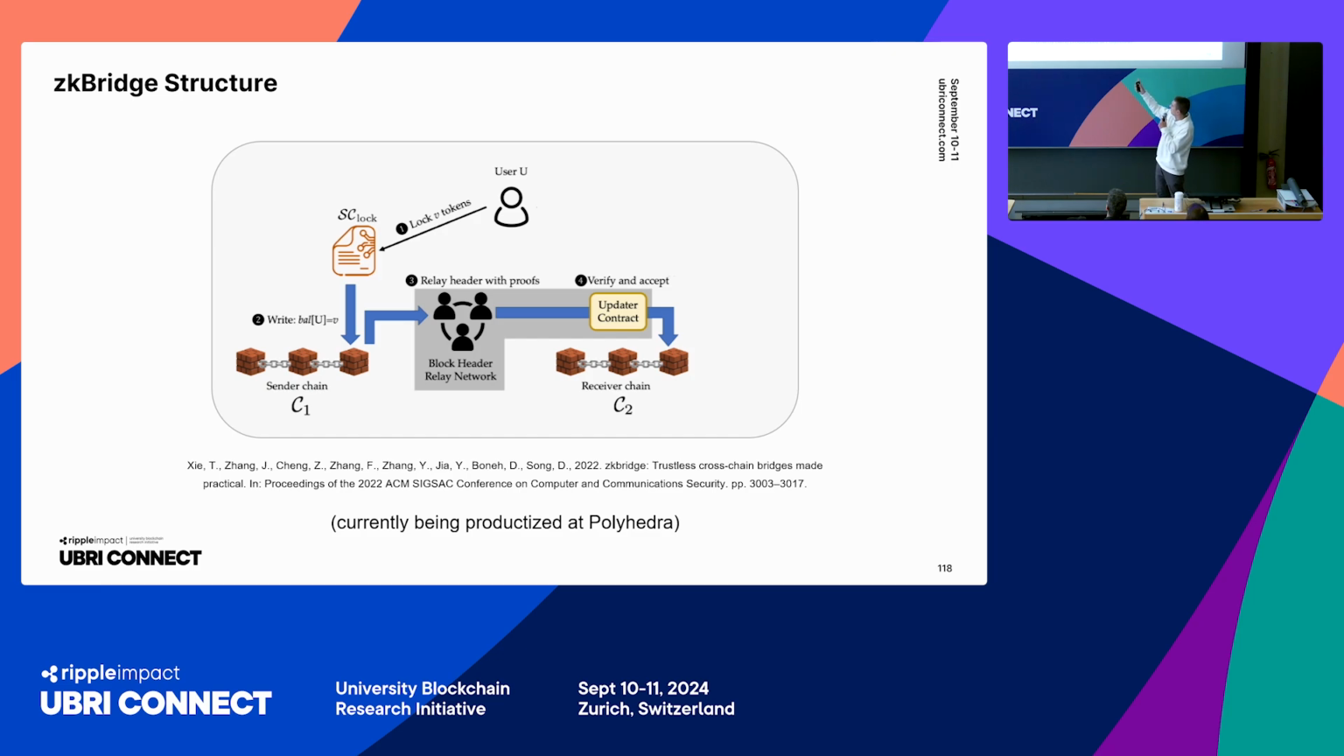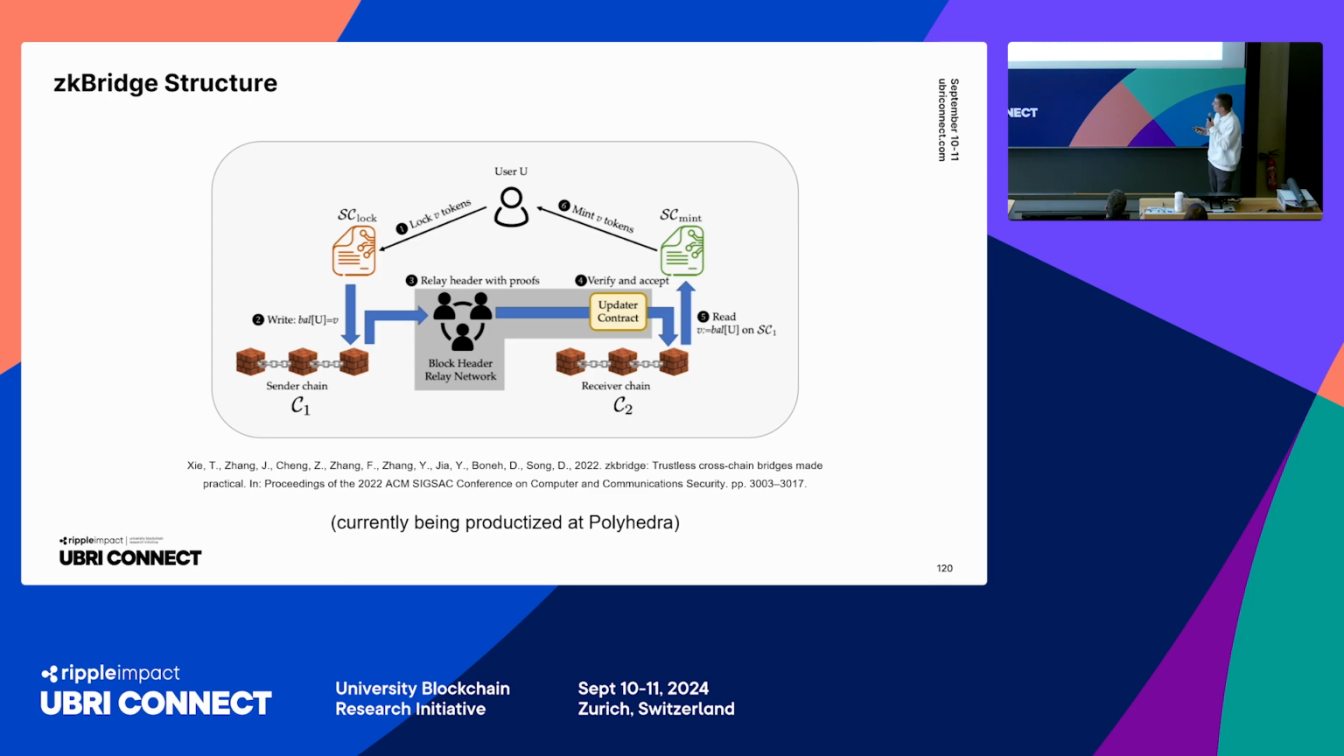Then this SNARK that has been generated in the block header relay network is going to be sent to an updater contract. This updater contract has three main purposes. It stores the headers from the other chain. It verifies the zero-knowledge proofs that are generated by the block header relay network. And it finally updates the headers stored there every time a correct proof is provided. Now we have this new header on this smart contract, which can be minted via another smart contract, and I get the tokens in the other blockchain.